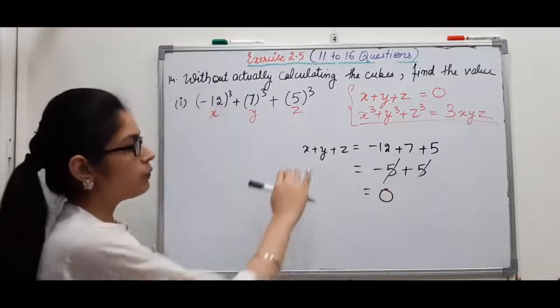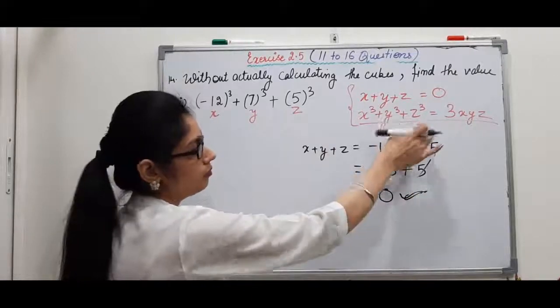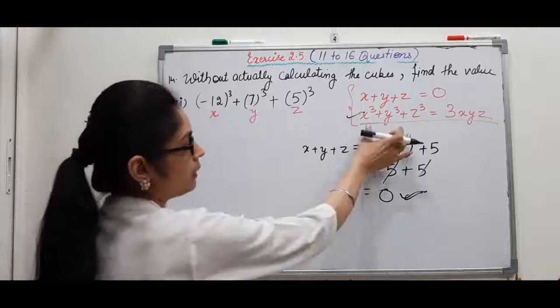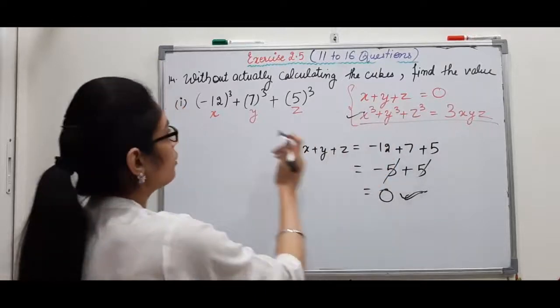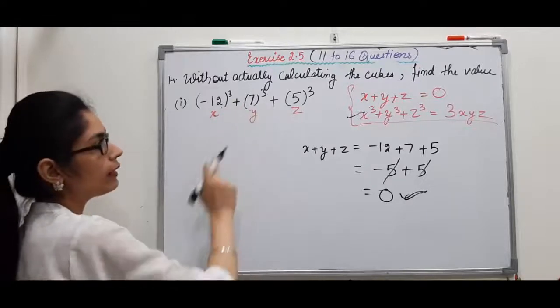Now you can see our terms x plus y plus z is equal to 0, due to which we can use this result. So in this expression x cube plus y cube plus z cube, you can see this form is already given to us, x cube plus y cube plus z cube.